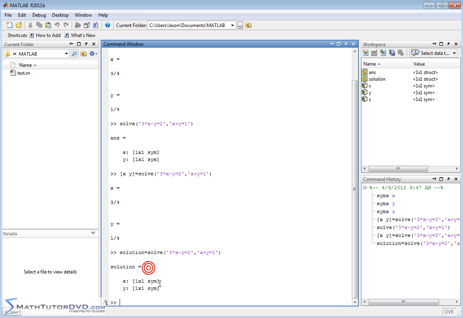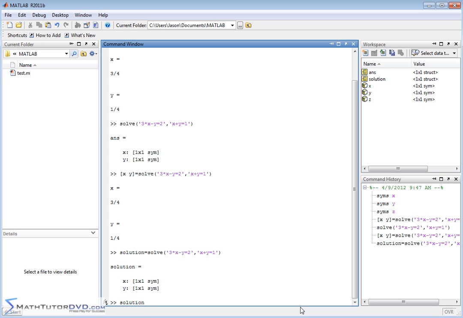So all MATLAB is really telling you is, when you try to evaluate it and set it equal to a single name, okay, I dump the answers in the term solution, which consists of x and y, which are both symbols. So the way to get at them, if you're not doing it this way and you're just dumping it into some variable, is you can access them as follows. Solution, notice solution is defined here, and it's a one-by-one structure.